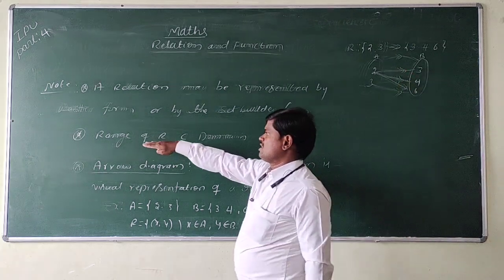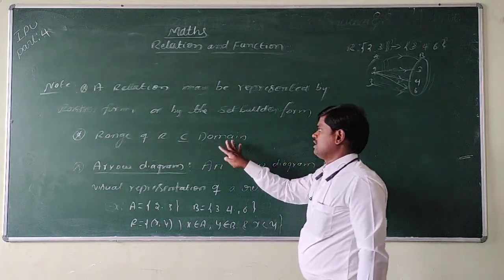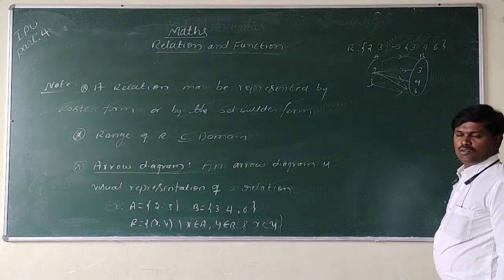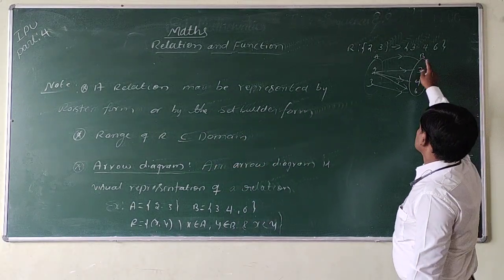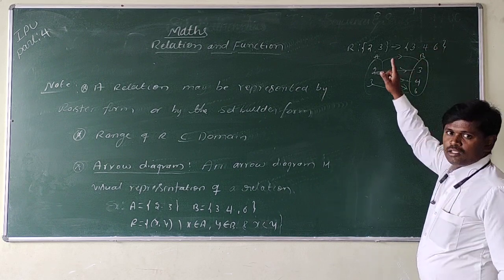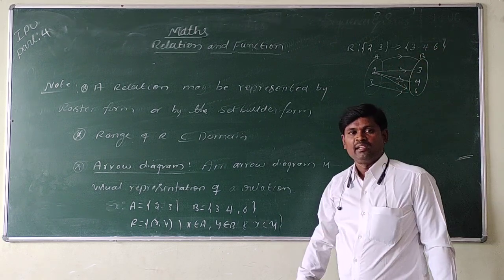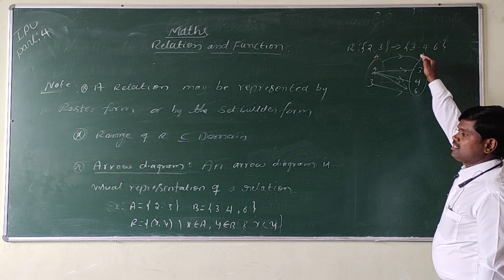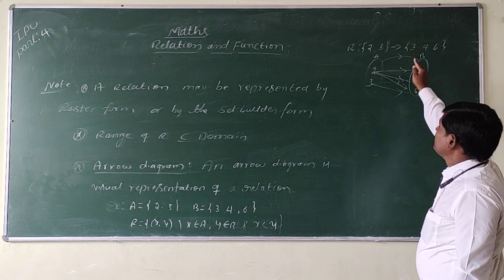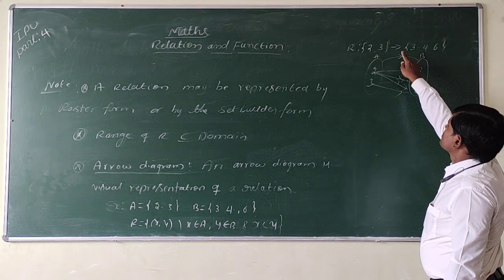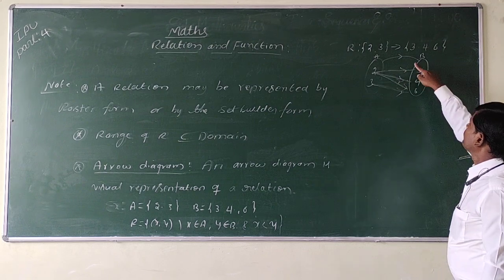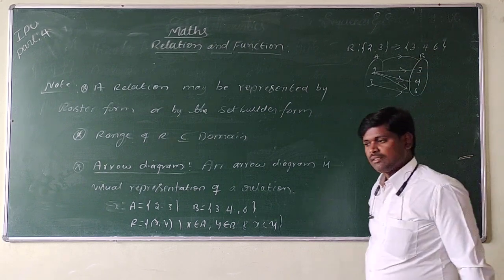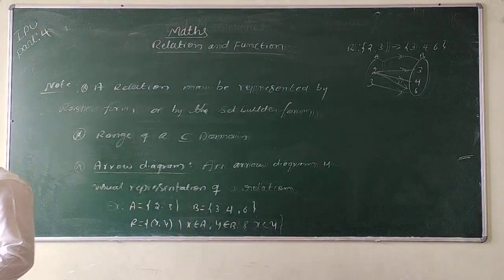Okay. So the range of R is a subset of the codomain. Suppose R is going from A to B, then the whole set B is taken as the codomain. So the range is a subset of the codomain. Okay. So next problem.